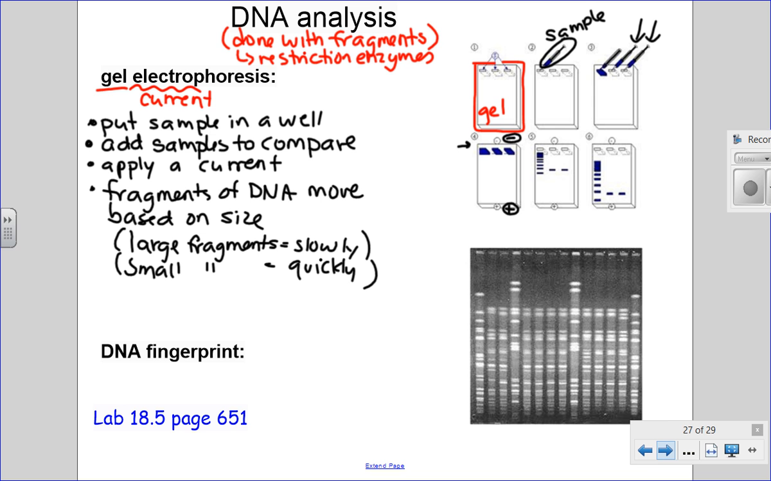So as the electrical current is running through the gel, the little fragments that were in my sample of DNA, and they were there because I used restriction enzymes, will start moving from the top towards the bottom of the gel. Now in the long run, my small fragments will generally move very far, so they will move close to the bottom of the gel, and my large fragments will stay closer to the top of the gel.